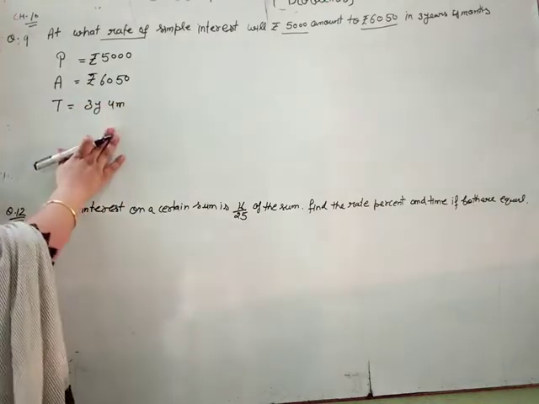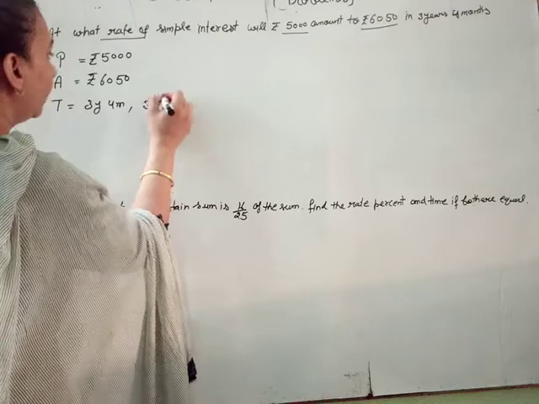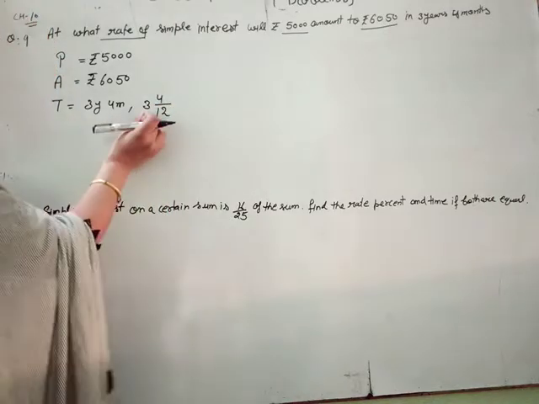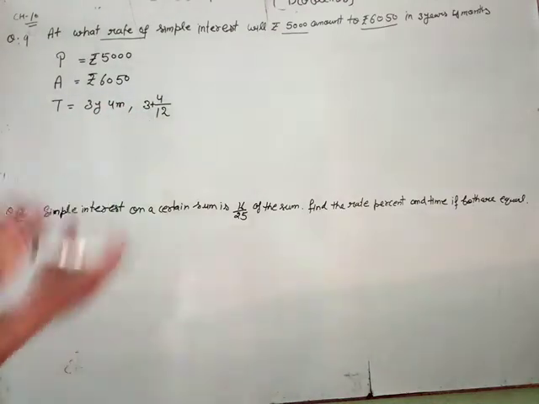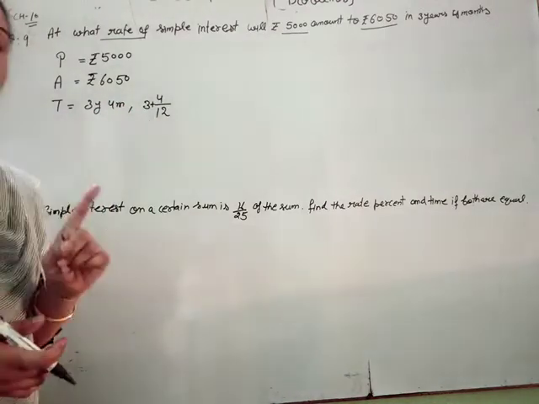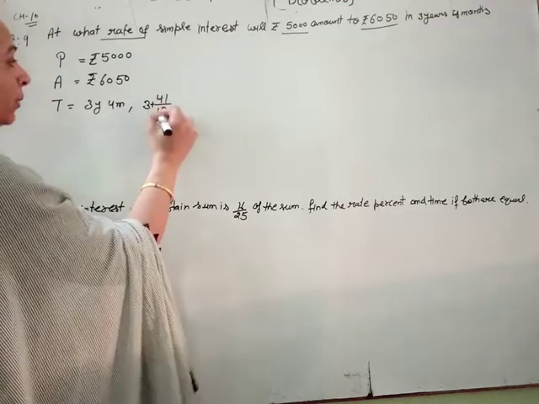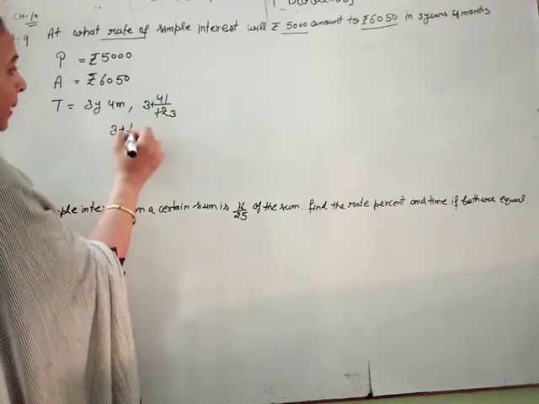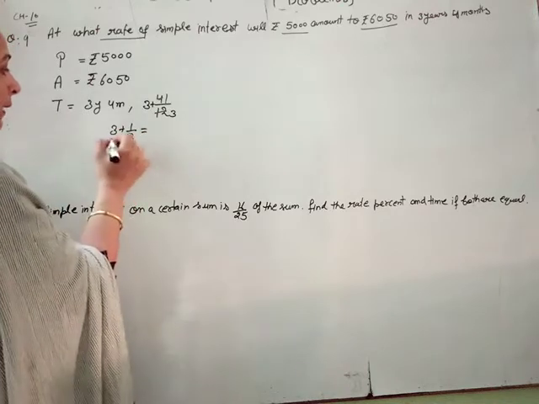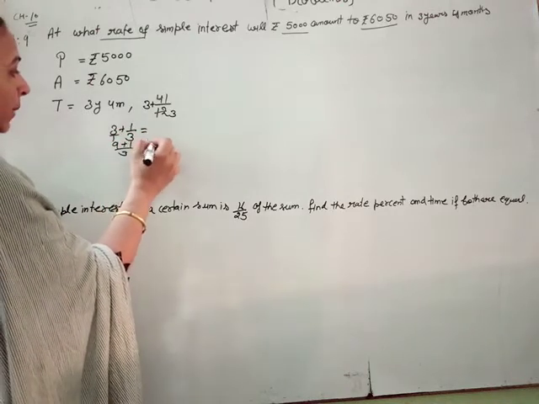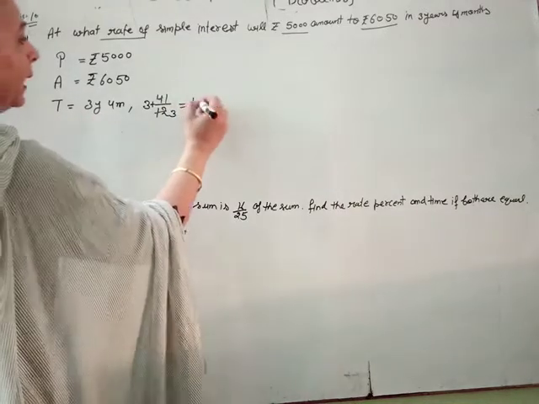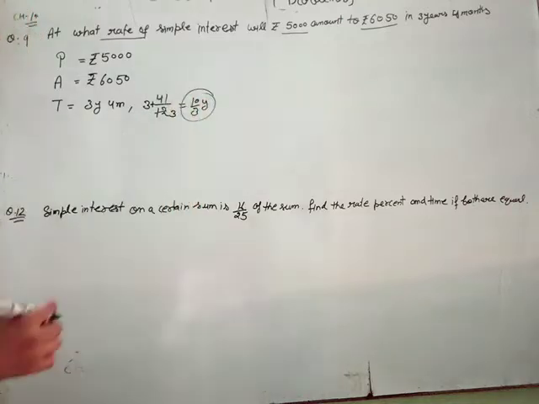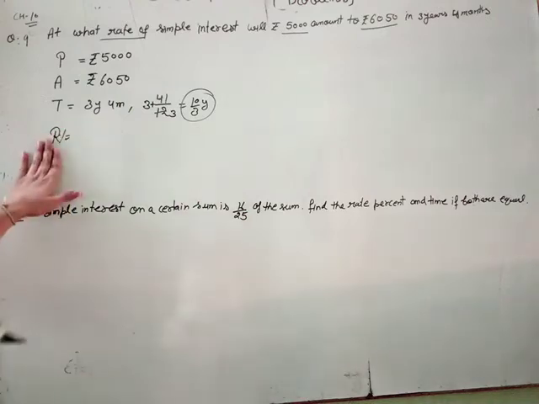Then we convert it completely into years. This equals 3 and 4 by 12. Students, 3 years complete, and 4 months. We convert 4 months into years; in 1 year there are 12 months, so 4 divided by 12 is 1 by 3. Then this equals 3 plus 1 by 3. Take LCM 3, then 9 plus 1 equals 10 by 3. Total time equals 10 by 3 years. Let the rate of interest be R percent; we find the value of R.